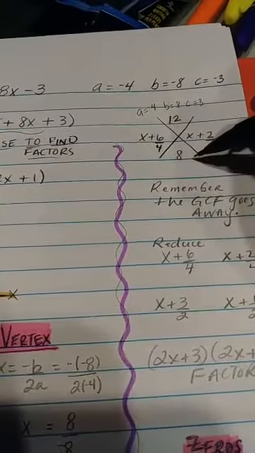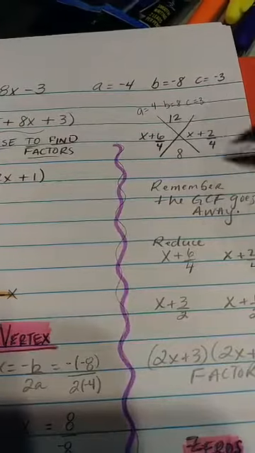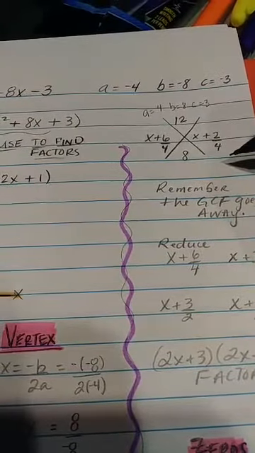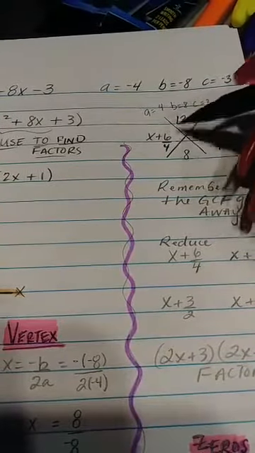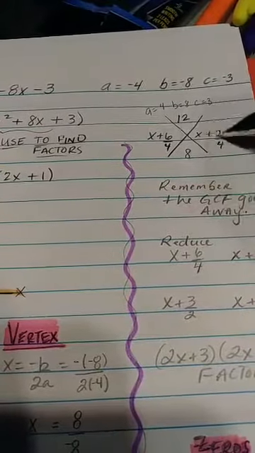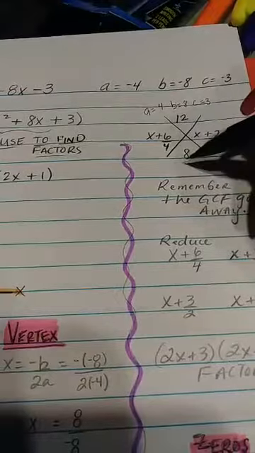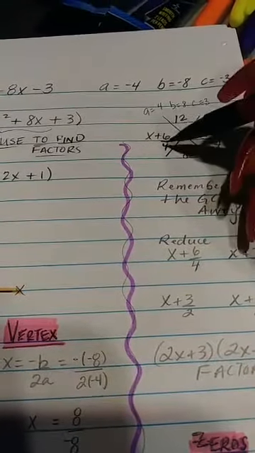And then what are we going to do? Figure out what two numbers multiply to 12 that also add to 8. So 6 times 2 is 12, and 6 plus 2 is 8. We found them. Now divide by A.